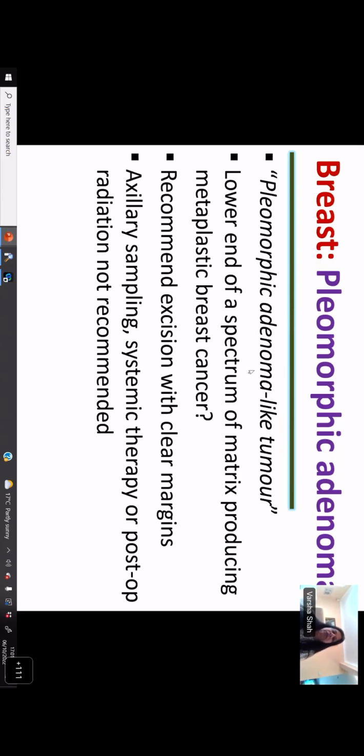So the experts who think it is of low malignant potential feel it may be the lower end of a matrix-producing, low-grade metaplastic breast cancer. But whatever you want to call it, whether PA-like tumor or pleomorphic adenoma, the management is the same. It's just excision with a little bit of clear margin. There is no need to do axillary sampling, no need to give radiotherapy, and obviously this is going to be ER negative, so you're not going to give hormonal therapy anyway.